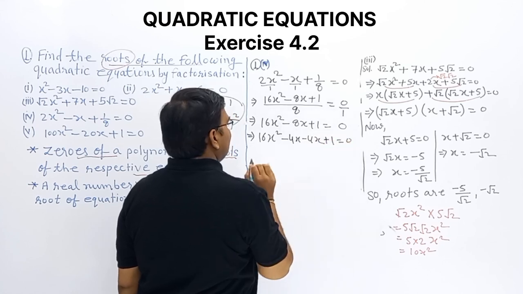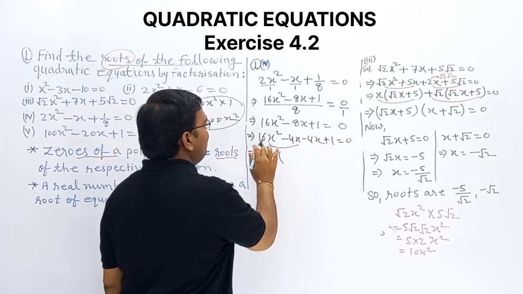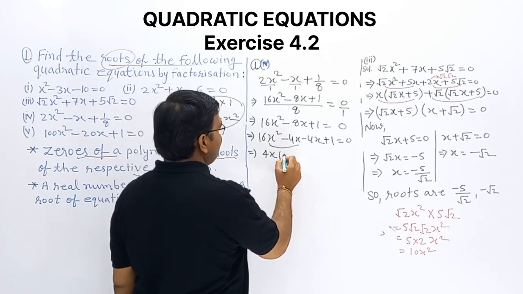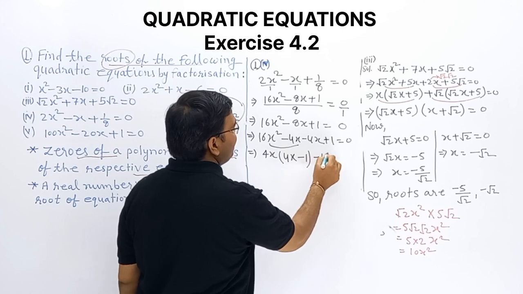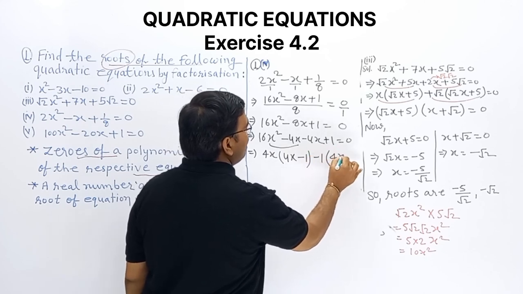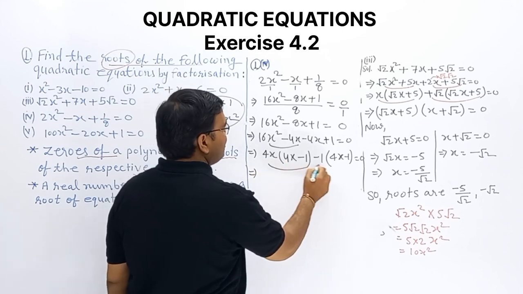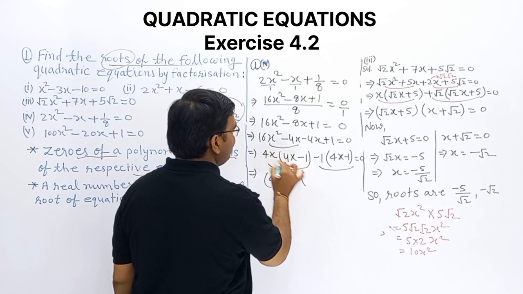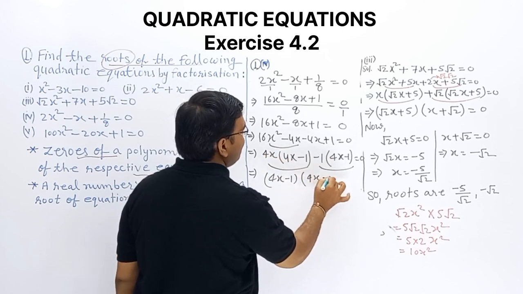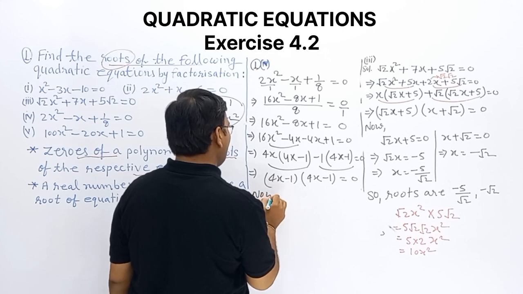Clear? Now take common. In both we have 4x as common. What is the remaining? 4 fours are 16, so 4x is the remaining, and there is 1 remaining. Minus 1 taking outside. What is the remaining? 4x minus 1 equal to 0. Now in this term and this term we have a common bracket. Take it outside. What is the remaining? 4x minus 1 is remaining.